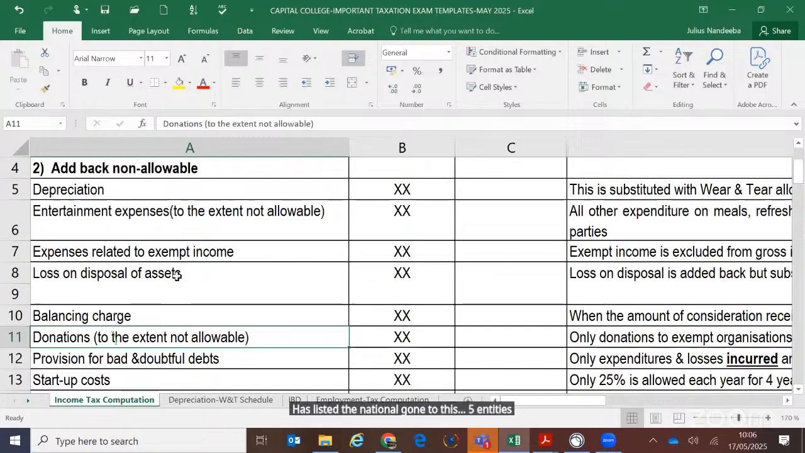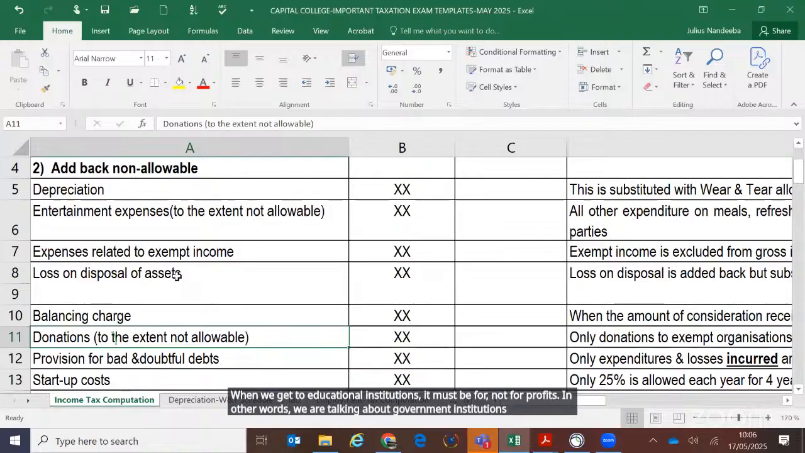Number 1, an amateur sporting association. Number 2, a charitable organization. Number 3, a religious institution. Number 4, an educational institution. Number 5, a research institution for not-for-profit. When we get to educational institution, it must be for not-for-profit. In other words, we are talking about government institution.